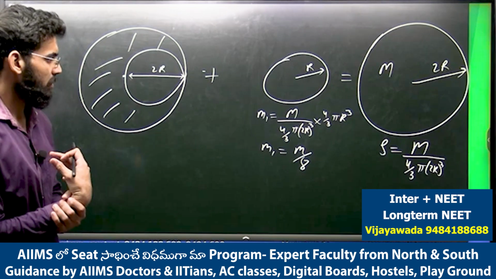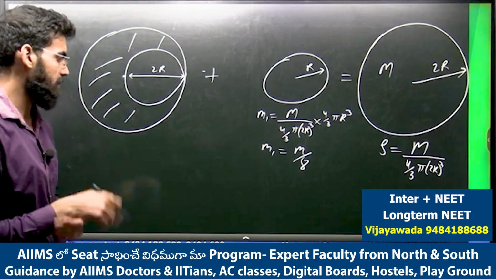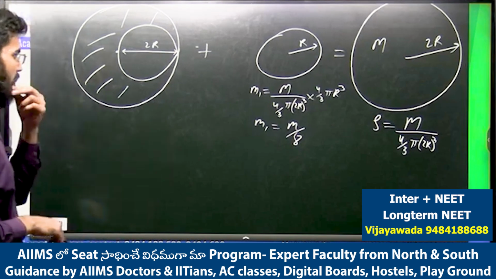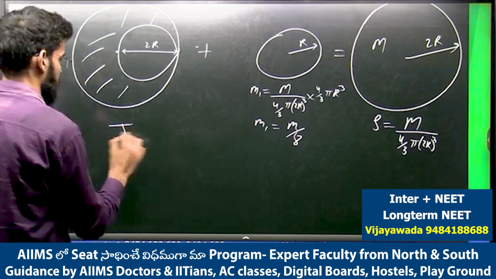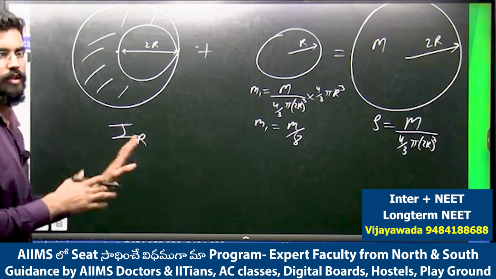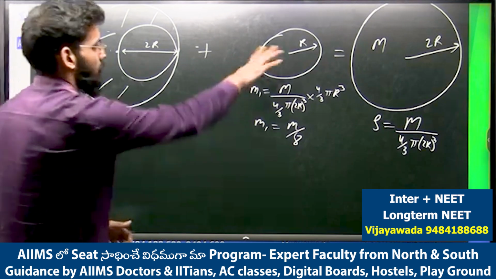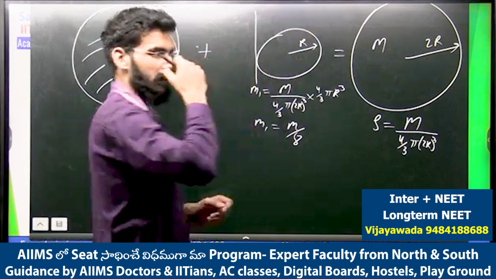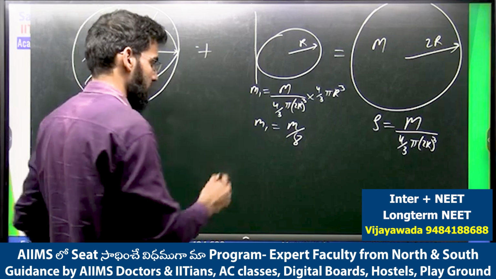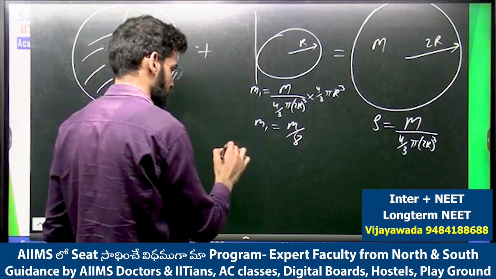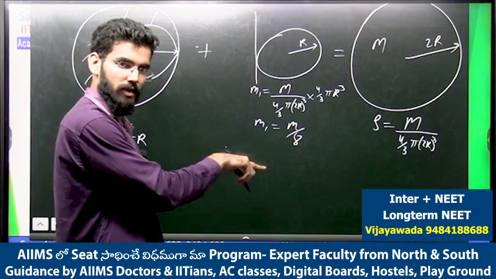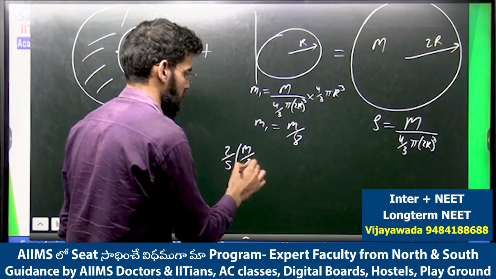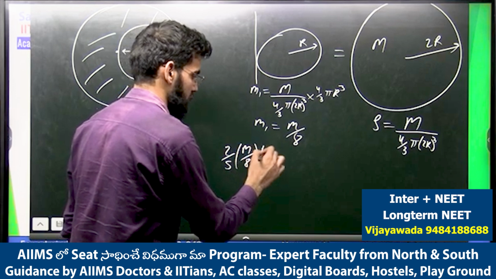Now the final calculation is the moment of inertia. Let's assume this moment of inertia is IR, the moment of inertia of the remaining mass. How will you calculate it? About this axis you have to calculate. About the axis passing through the center, I know the value: 2 by 5 m r square, right? So 2 by 5 m, where mass is m by 8, into r square.